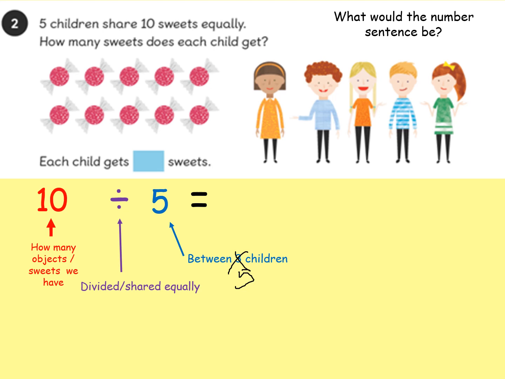What I want you to do now is have a go at drawing to get the answer. You need to draw your 5 groups and share out the 10 sweets. So you need to have 5 groups, 5 children, and share out 10 sweets. Right, guys, pause the video, give that a go, and then we'll have a go at finding the answer together.